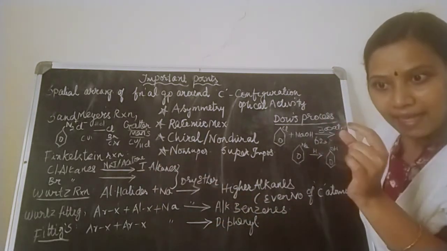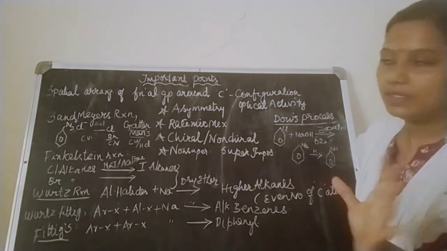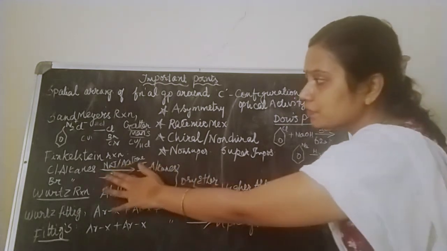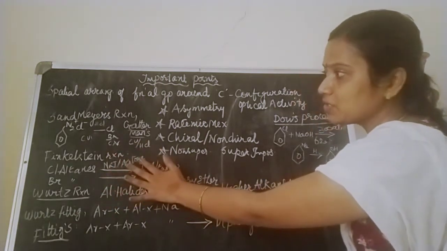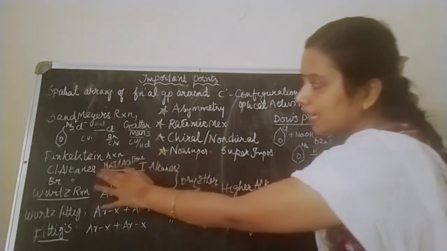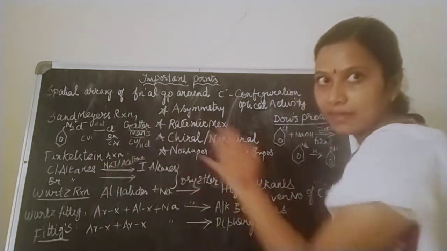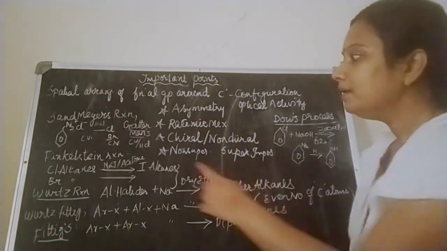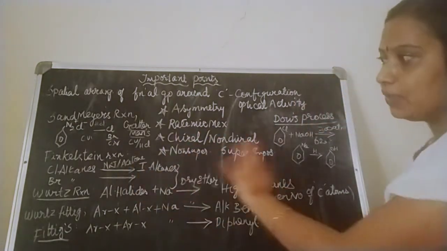Instead of that halide, I am going to specify iodine, then that is called Finkelstein's reaction. This happens in the presence of sodium iodide in the presence of acetone. So, clear? What is Finkelstein's reaction? I should have chlorinated alkanes or brominated alkanes. In the presence of sodium iodide and acetone, I will be getting iodinated derivatives.